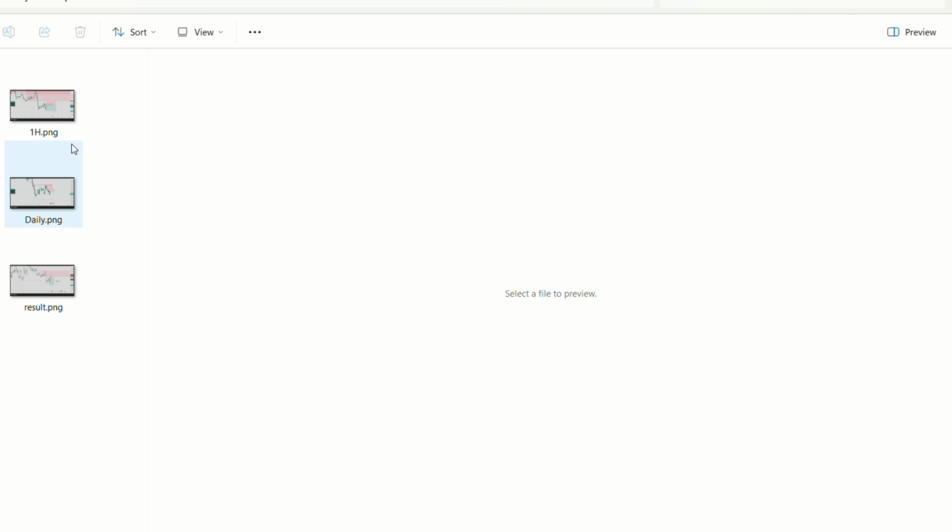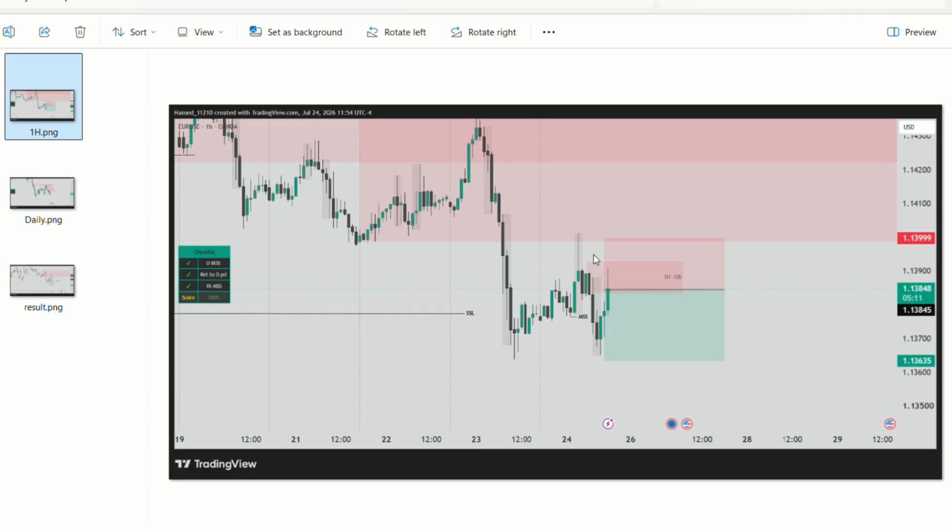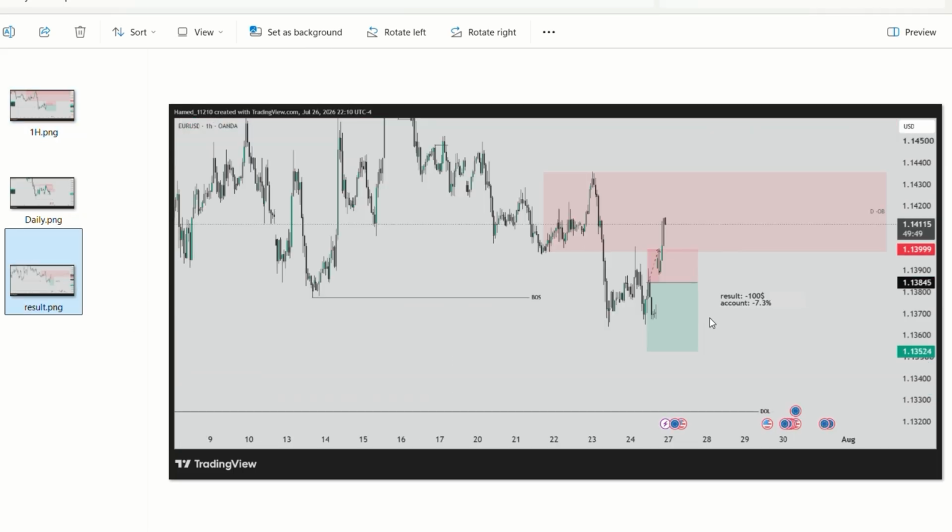24th July, Euro USD, that is Friday. We have the daily breakup structure, we have the daily bearish order block, we have the retracement back to it. We are ready to have a strong bearish candle, taking this draw on liquidity. As you can see, we have this 1 hour market structure shift, and a 1 hour bearish order block that created our entry. I'm just taking 1 hour because I don't want to get stopped out again. Unfortunately, it was held throughout the weekend, and as a result, on Monday, after the weekly opening candle, we had a result of negative $100, account negative 7.3%. This is how it went.